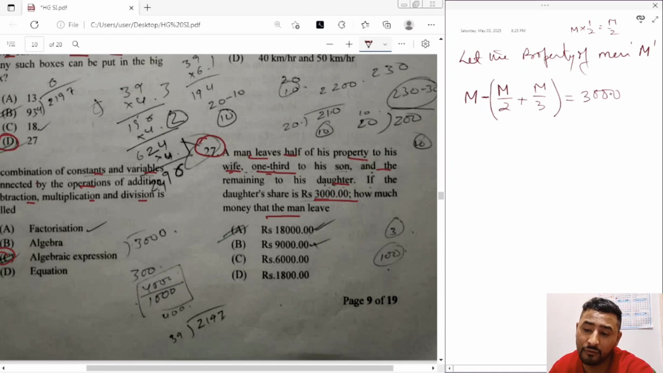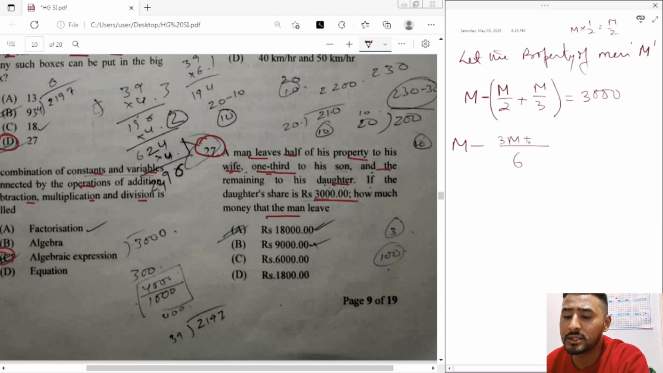Now if you solve this one, you'll get the actual money that the man had before giving to them. So m minus, take the LCM of these two, you'll get 6, then above will be 3m plus 2m, equal to 3,000, right? You do the cross multiply, or what you can do is take the LCM, multiply 6 into m.